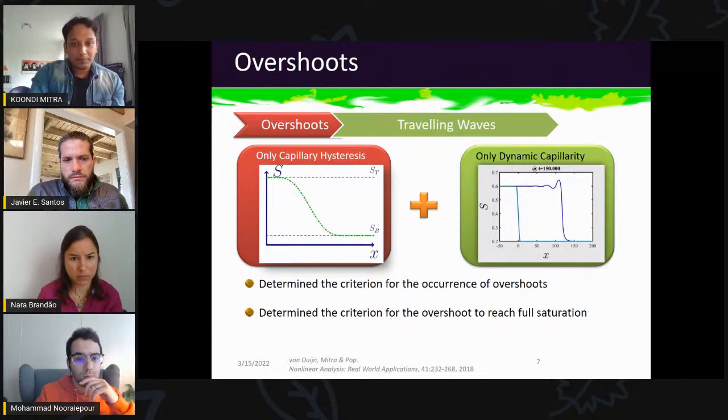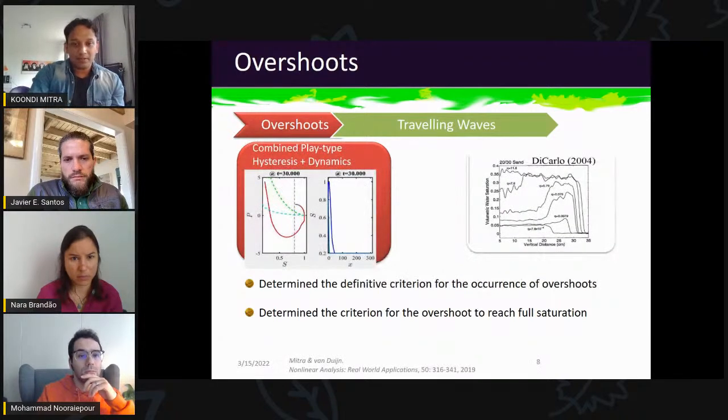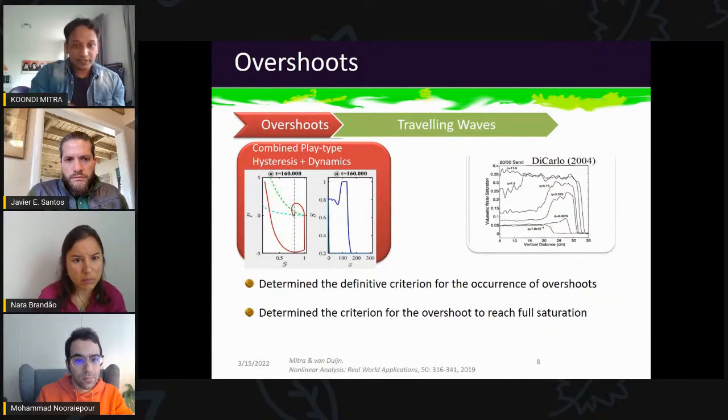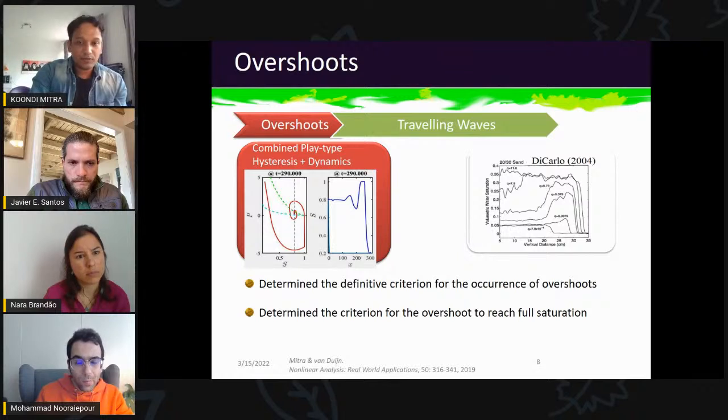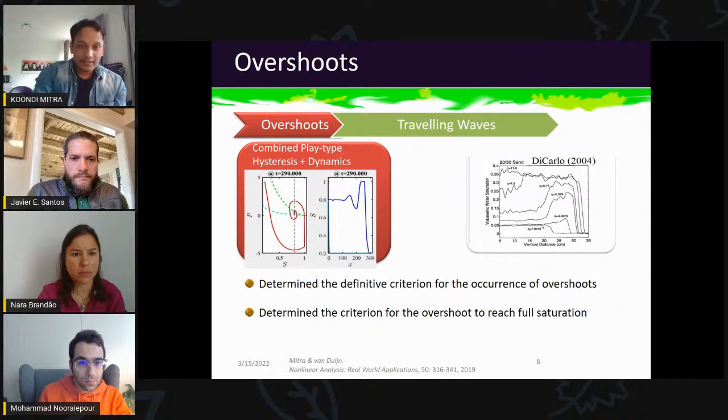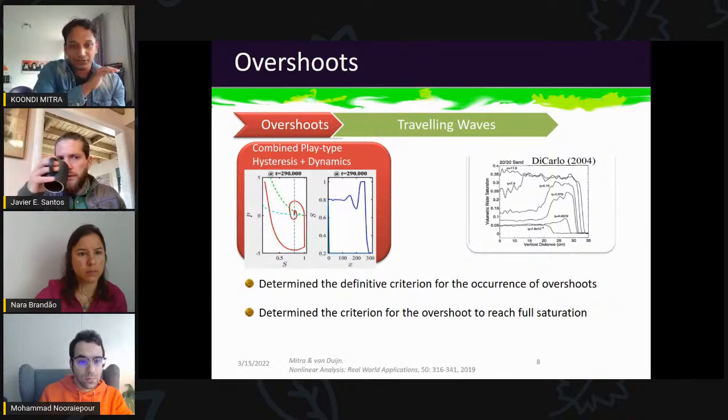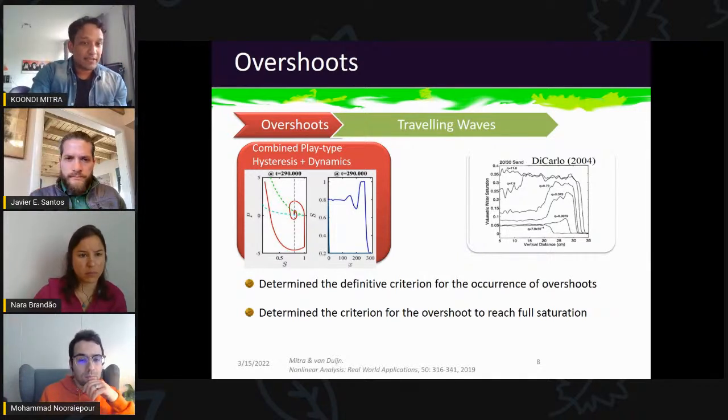But if you look at the picture on the right hand side, then you will see that it actually doesn't look too much like the experimentally observed saturation profiles. And so in a follow-up paper, we combined the plate type hysteresis model with the dynamic capillarity, and then we get profiles which look more similar to the experimentally obtained curves. But in 2016, when I presented this result at Interpore in Rotterdam, there was a question from the audience that, okay, the main overshoot looks similar, but our theory predicts that there will be infinitely many secondary overshoots, which is not observed in the experiments.